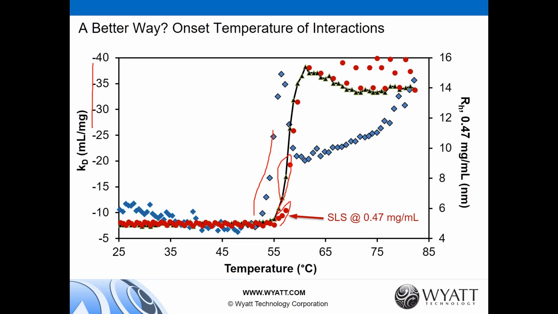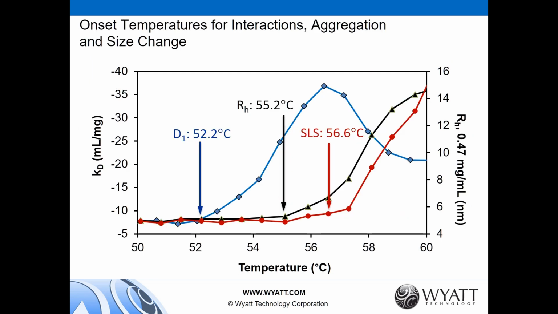So let's zoom in a little bit on the graph. And we can see that the change in KD begins at about 52 degrees, while the change in RH and SLS begin about 55, 56 degrees. So clearly something is happening here, which is not really showing up in the measures of size and aggregation. It's a small change in the molecule in terms of conformation, but it is changing the interactions between the molecules.